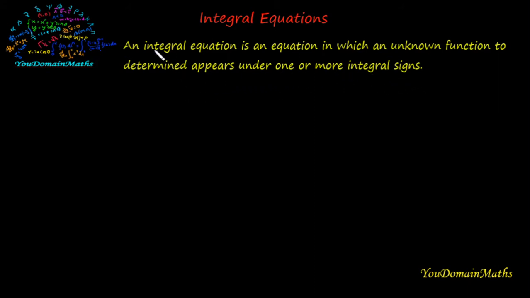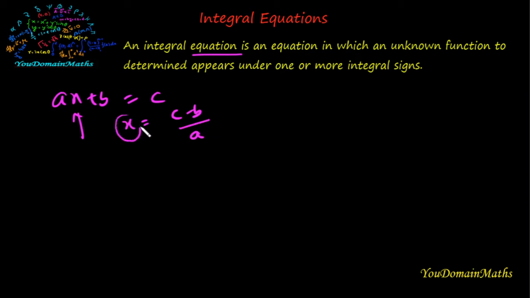That means, firstly, this is an equation. What is an equation? ax + b = c. This is an equation because there is an unknown variable x. When we solve it, we get x = (c - b)/a. So we can find the value of the unknown variable.